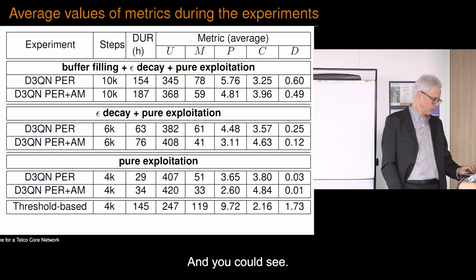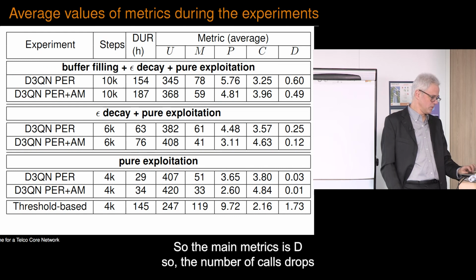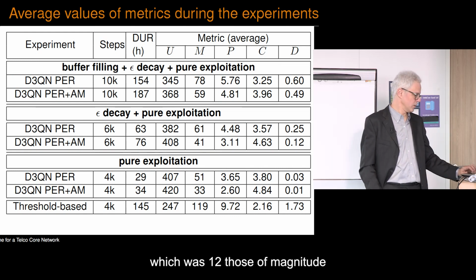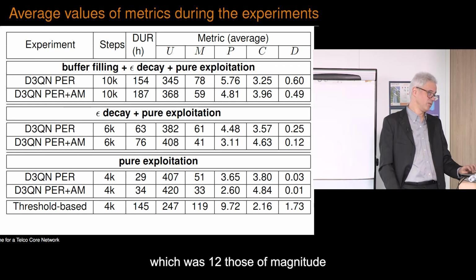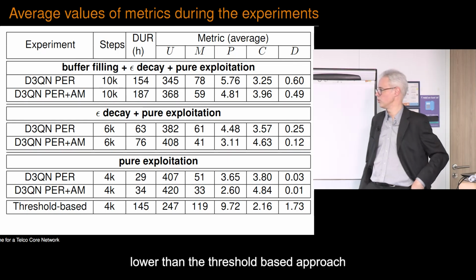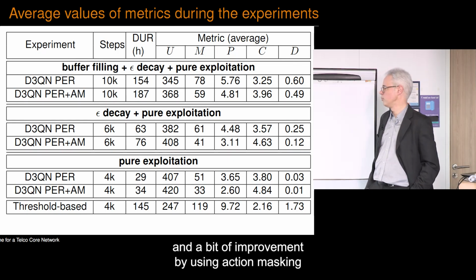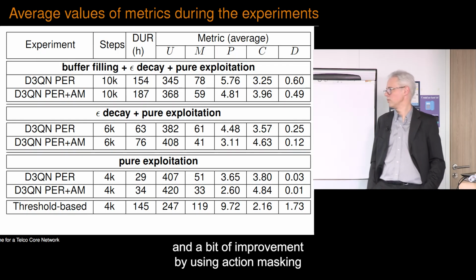And you could see, the main metric is this, the number of dropped calls, which was 2 orders of magnitude lower than the threshold-based approach. And a bit of improvement by using the action masking method.